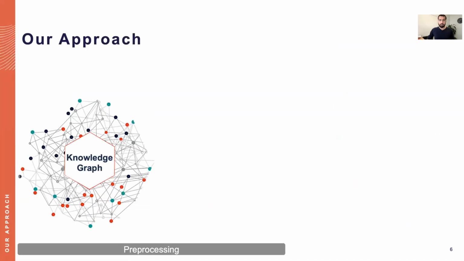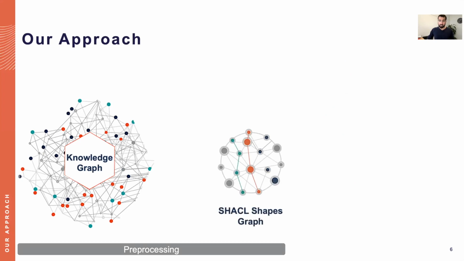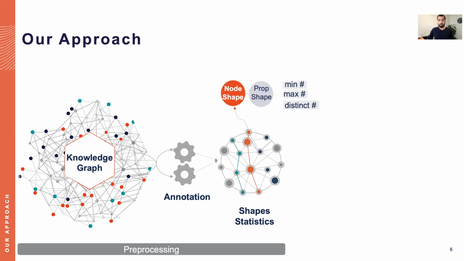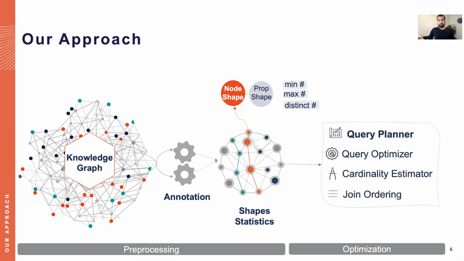So our approach in a nutshell is that given a knowledge graph and a SHACL shapes graph, we have an annotator which annotates the SHACL shapes with the statistics of the RDF graph, and we name them shape statistics. Once the shape statistics are prepared, with the node shapes having all the min, max, and distinct counts, during optimization, while query planning, we use these shape statistics to compute cardinality estimates.